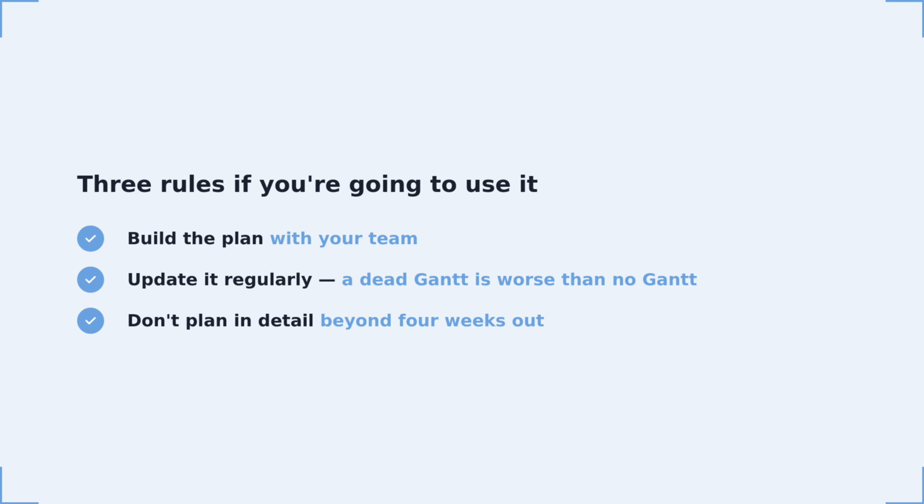3 rules if you're going to use it. First, build the plan with your team. Second, update it regularly. A dead Gantt is worse than no Gantt. Third, don't plan in detail beyond 4 weeks out.